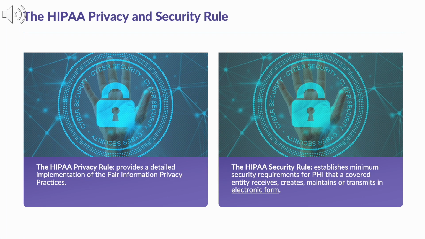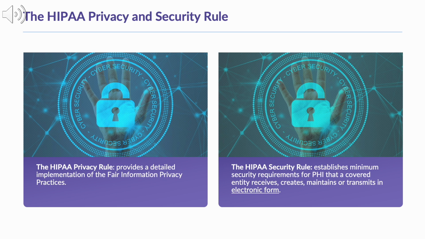HIPAA contains a privacy and a security rule. The privacy rule provides a detailed implementation of the Fair Information Privacy Practices. For example, to increase efficiency, HIPAA authorizes the use and disclosure of PHI for treatment, payment, and operations. Opt-in is generally required for other uses or disclosures of PHI.